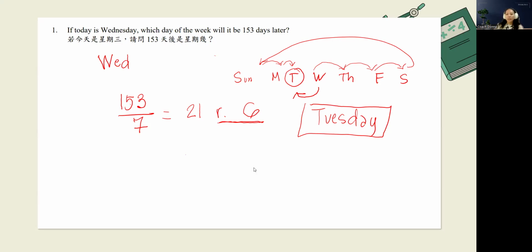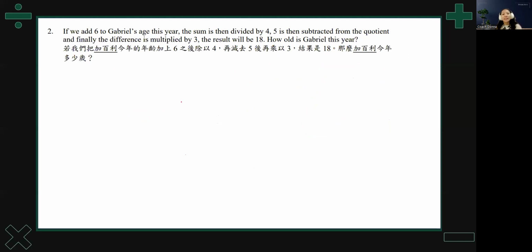Then let's have number 2. For number 2, if we add 6 to Gabriel's age this year, the sum is then divided by 4. 5 is then subtracted from the quotient, and finally the difference is multiplied by 3. The result will be 18. How old is Gabriel this year?